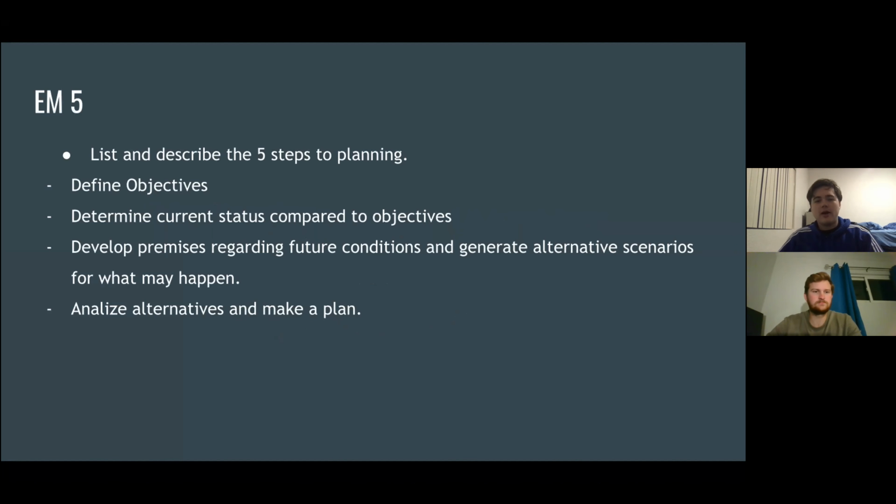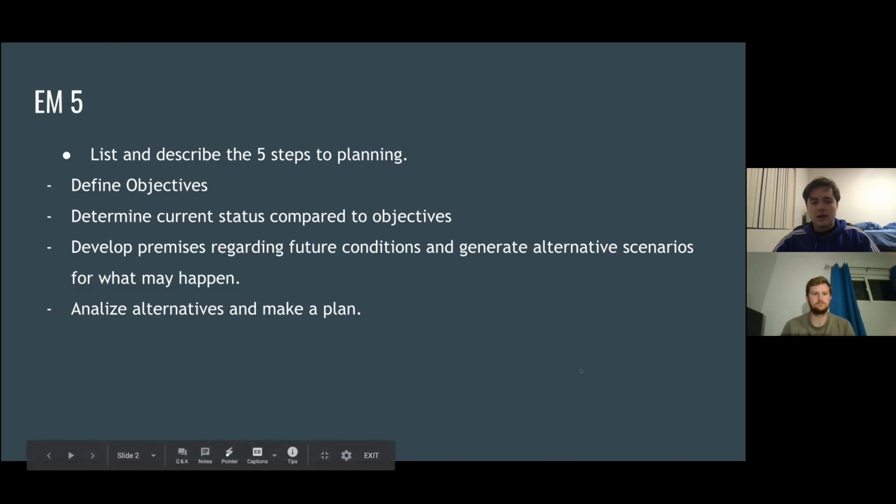EM5 lists the five steps of planning. Those are define objectives, which is basically when you figure out what your goal is or what you want to achieve. Next is determine current status compared to objectives. That's where you figure out where you are and where you need to be. Develop premises regarding future conditions and generate alternative scenarios for what will happen, what may happen. That's a fancy way of saying that you come up with different possible situations that may affect your end goal and you adjust your plan to fit those scenarios.